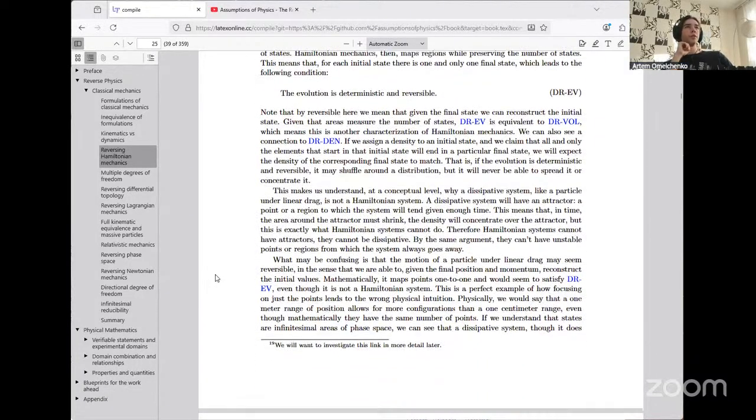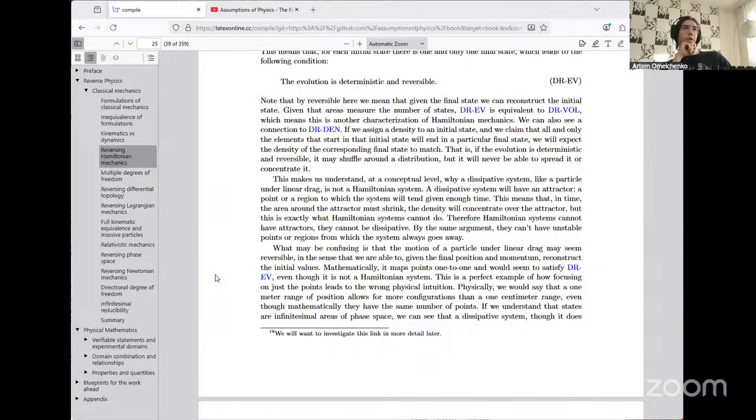This makes us understand at a conceptual level why a dissipative system like a particle under linear drag is not a Hamiltonian system. A dissipative system will have an attractor, a point or a region to which the system will tend given enough time. This means that in time, the area around the attractor must shrink, the density will concentrate over the attractor, but this is exactly what Hamiltonian systems cannot do. Therefore, Hamiltonian systems cannot have attractors, they cannot be dissipative. By the same argument, they can't have unstable points or regions from which the system always goes away.